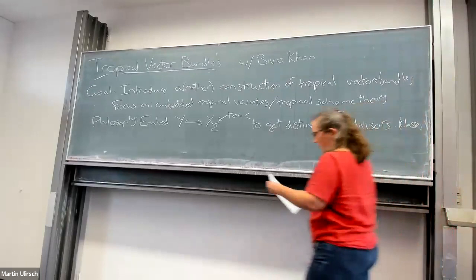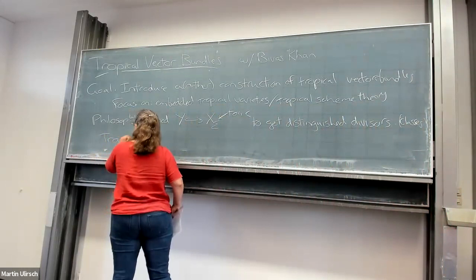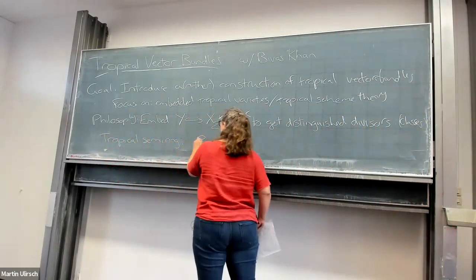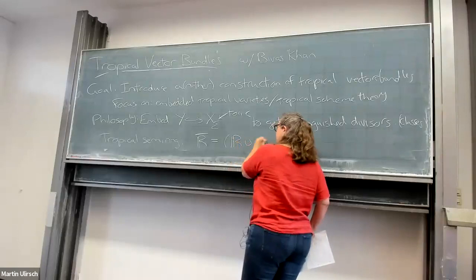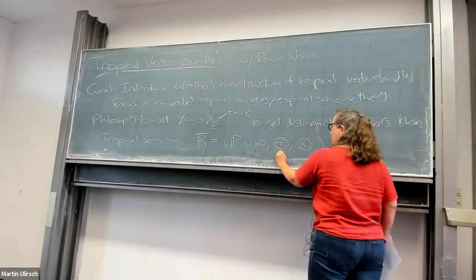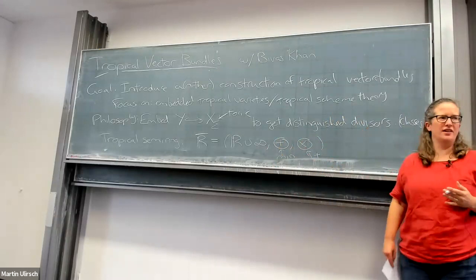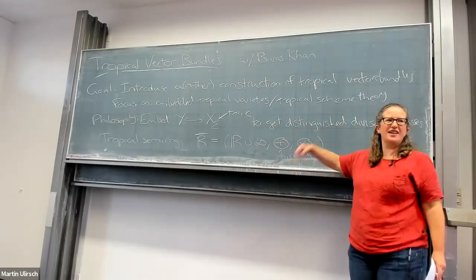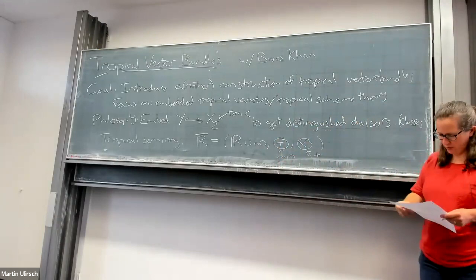So my notation, for me the tropical semi-ring is the same as we saw in Dimitri's talk. So I will write R bar, because for me, R is always a torus. So we have two operations: tropical plus is min, and tropical times is addition. This is almost a ring for anybody who hasn't seen it, except that addition is only a semi-group, not a group. So no additive inverses.